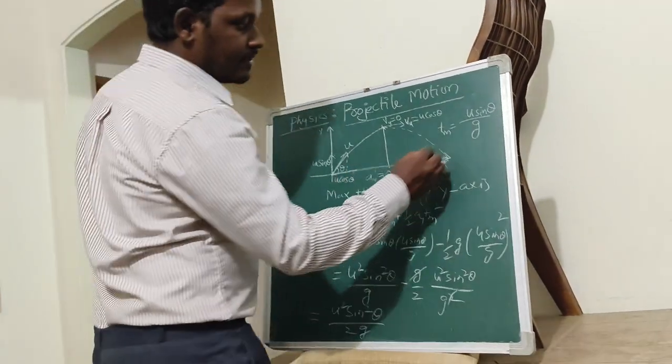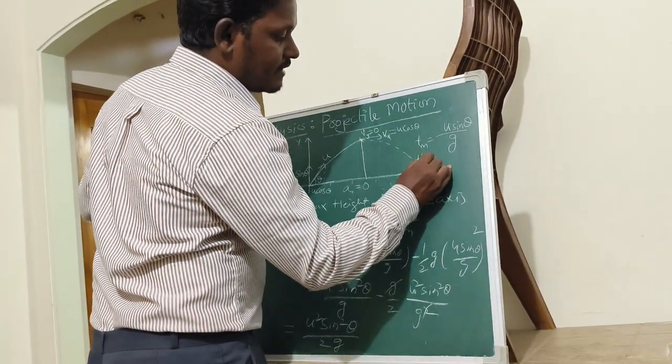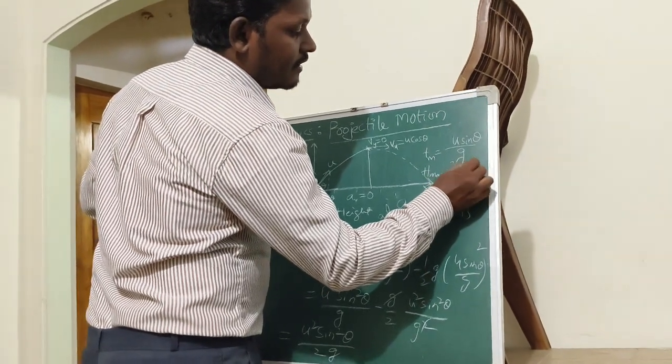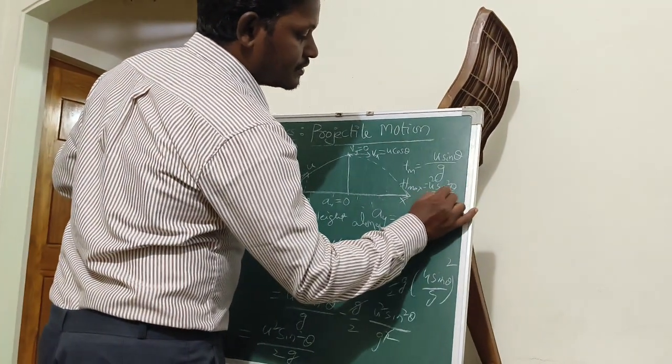So let us write the maximum height. H max is equal to u square sin square theta by 2g.